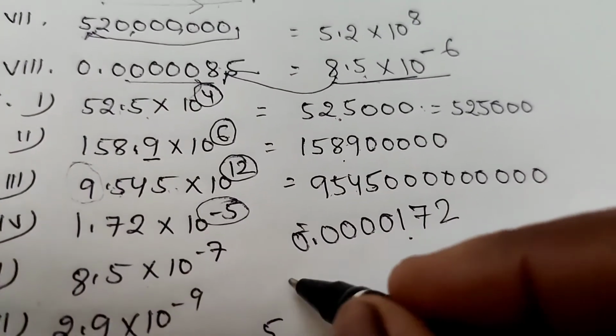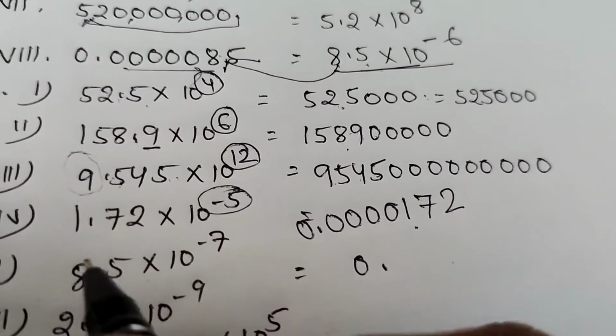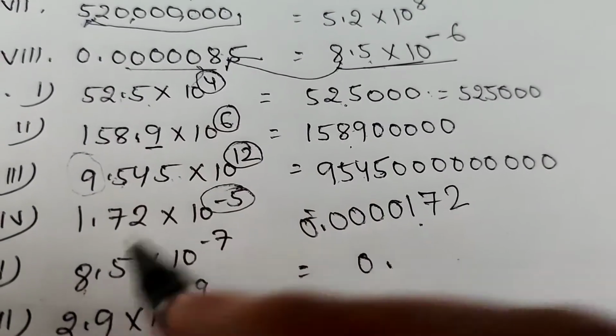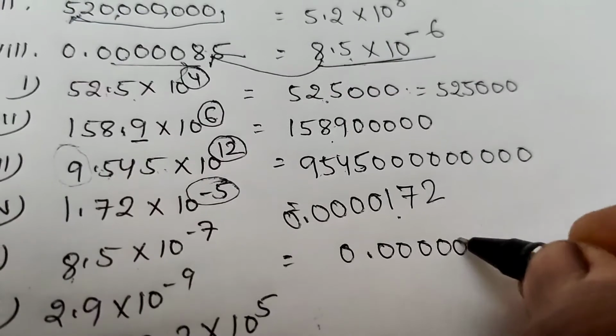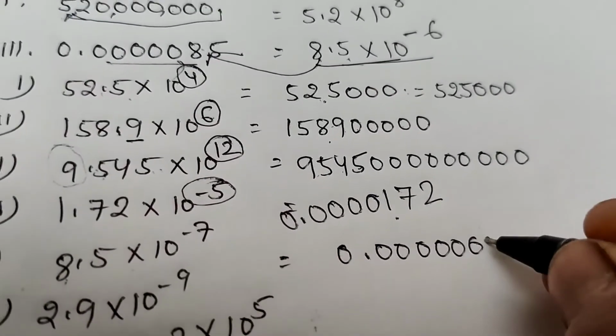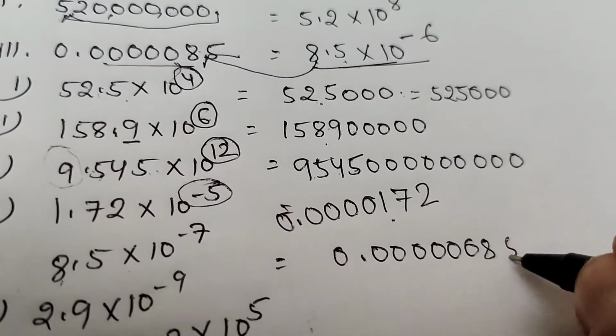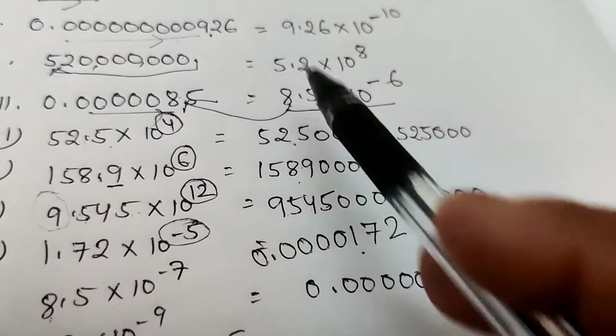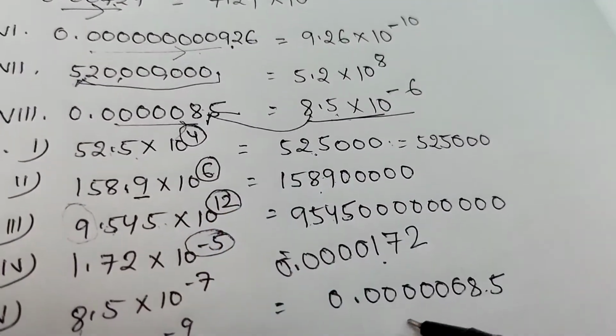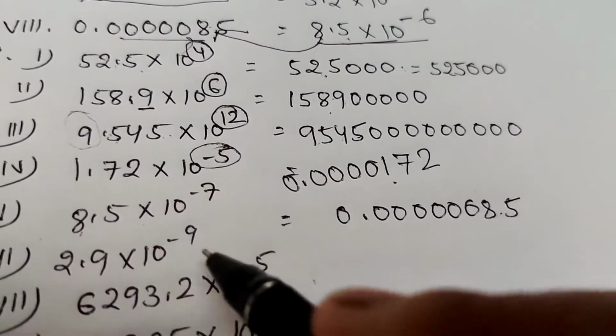8.5 into 10 raised to power minus 7. Minus 7 means 1 digit is here, and again 6. 1 2 3 4 5 6 and 8.5. Simple. The decimal was here, and from here it is just the opposite. The way we solved that one, we did this one the same way.